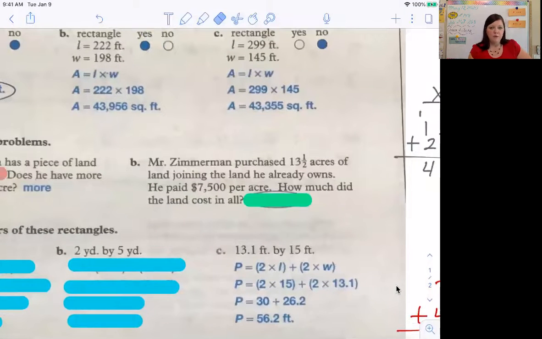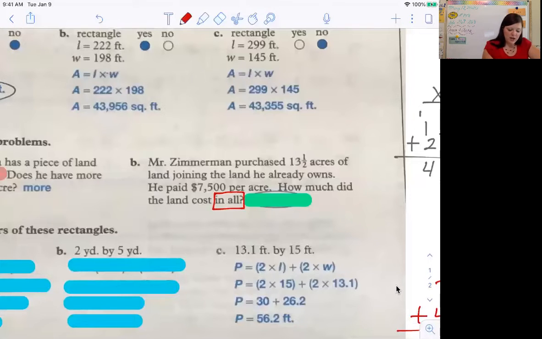Same man, different problem. Mr. Zimmerman purchased 13½ acres of land joining the land that he already owns. He paid $7,500 per acre. How much did the land cost in all? Well, I bet you're taking a look at the words in all and you're thinking, ooh, that means I am going to be adding. And yes, you could, but you would have to add that how many times? Well, you'd have to add it 13½ times.